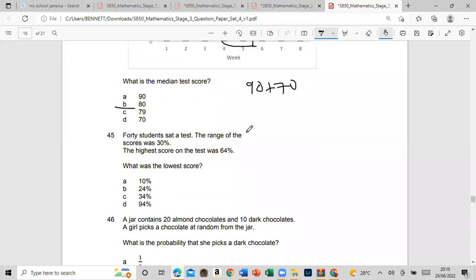40 students took a test. The range of scores was 30%. The highest score in the test was 64%. What was the lowest score? All right, so 40 students took a test. The range of scores was 30. So after subtracting the lowest from the highest, you get 30, right? The highest score was 64. So we're going from 64.